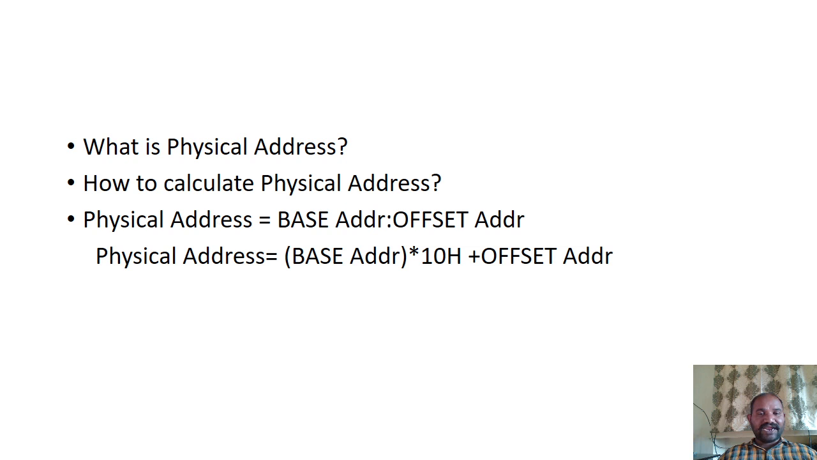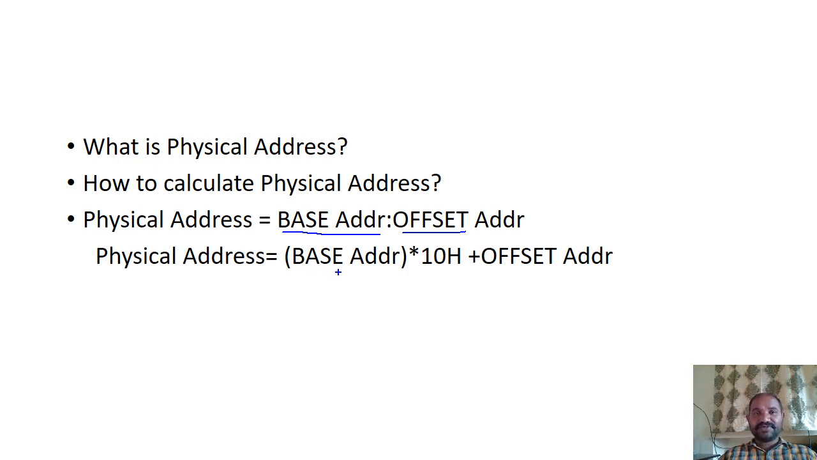For that, we have a formula used by the microprocessor. Virtually the memory is in segment format, but the physical address is a 20-bit address. How does the microprocessor make use of the base address available in the corresponding segment register and the offset address available in the corresponding offset register to form the 20-bit physical address? That is the question. It is done by the microprocessor.